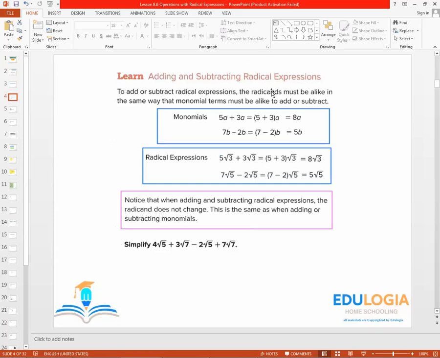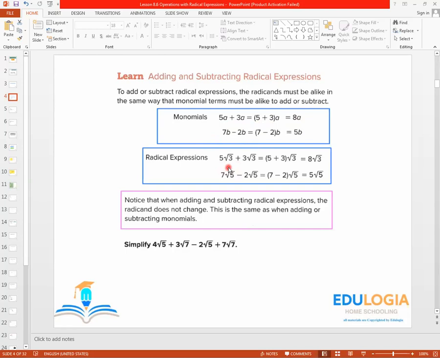Adding and subtracting radical expressions. Here we have a good comparison between monomials and radical expressions. If you would like to add 5a and 3a, for example, we have a as a common factor, and you add 5 and 3, it's 8a.